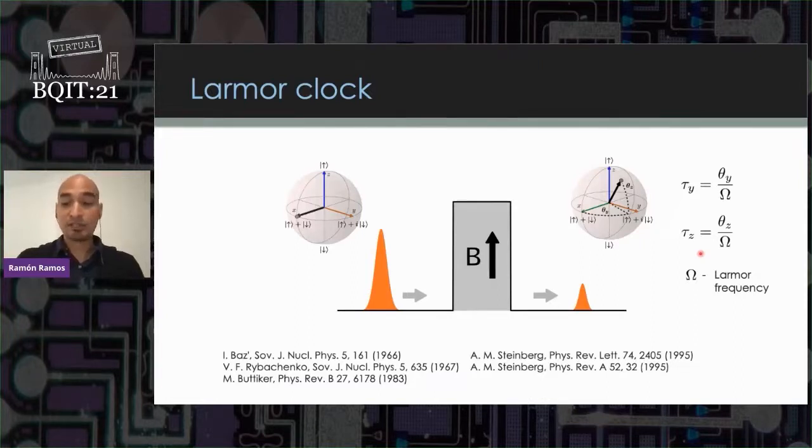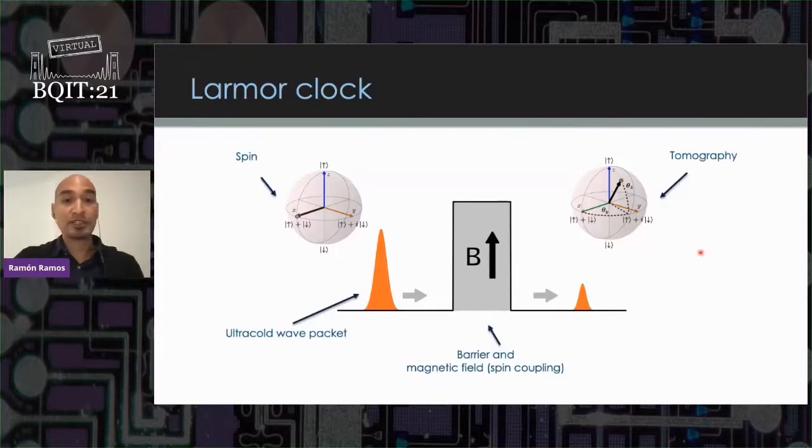So what does this mean experimentally? It means that if we want to perform this experiment, we'll need the following ingredients. We need a spin that will act as a stopwatch. We're going to need an ultra-cold wave packet, and this is to be able to say that all the atoms that we see past the barrier are atoms that have tunneled through the barrier and not just went over the barrier classically.